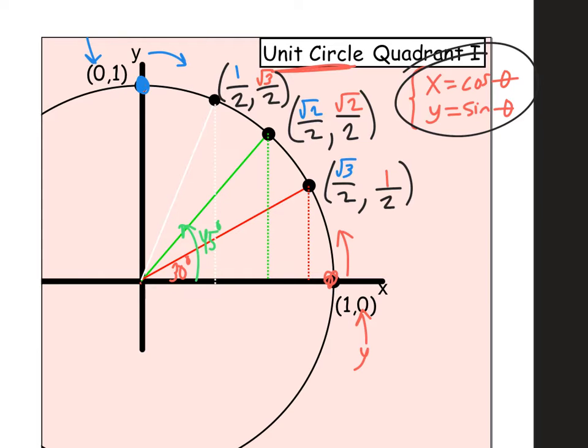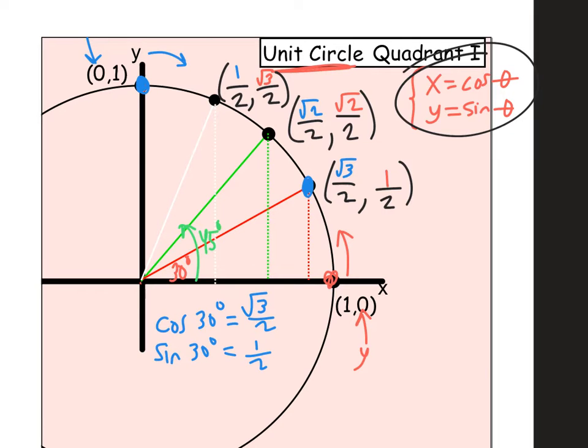We just put the cosine and the sine of all of those angles. For example, the cosine of 30 degrees and the sine of 30 degrees. Cosine is the x-coordinate. Okay, this point is the 30-degree point. The cosine is root 3 over 2. The y-coordinate is the sine of 30, which is 1/2.